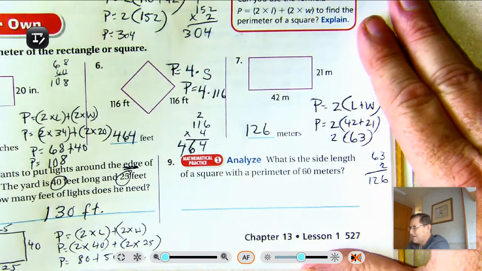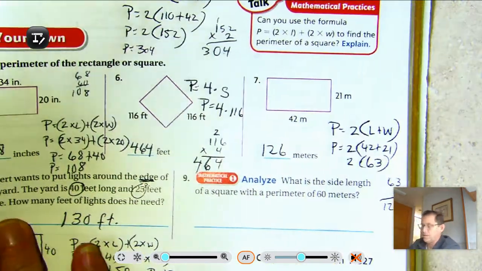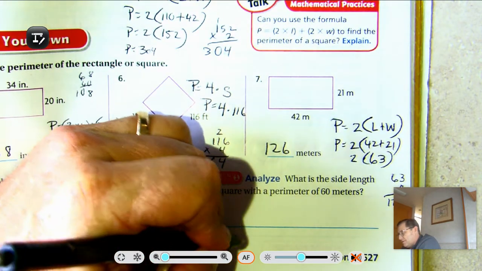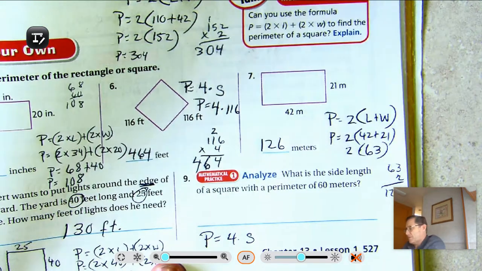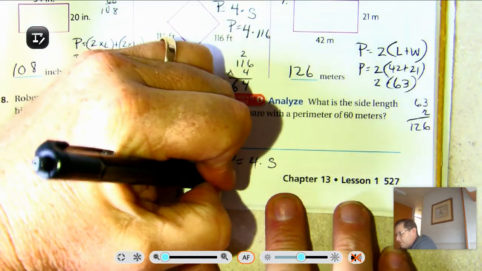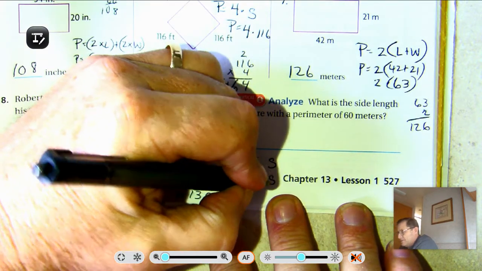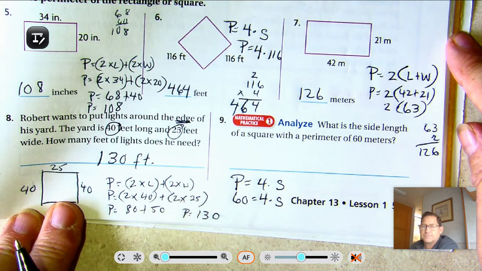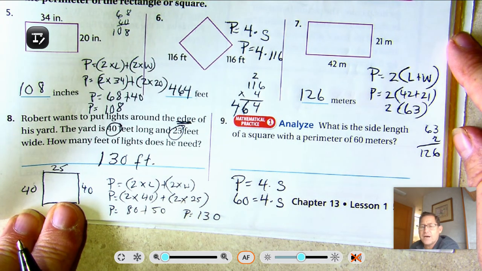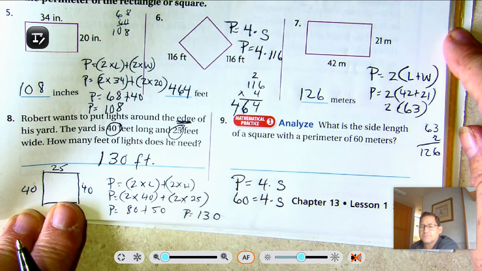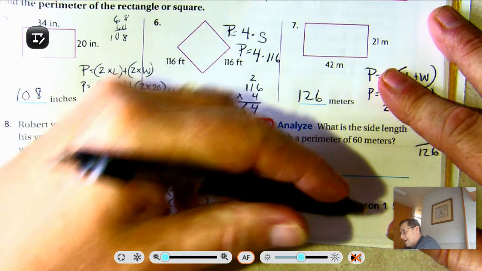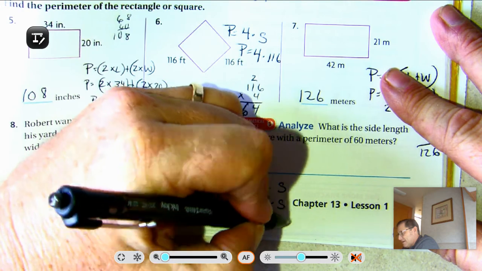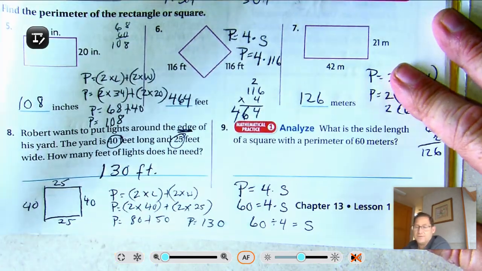Number 9. What is the side length of a square with a perimeter of 60 meters? Okay, well, this is kind of different, right? So we know that 4 times S equals the perimeter. Well, here they told me the perimeter. So it's asking us 4 times what is S? Well, what's the opposite of multiplication? Division. So I can rewrite this as 60 divided by 4 will equal the length of one of the sides.